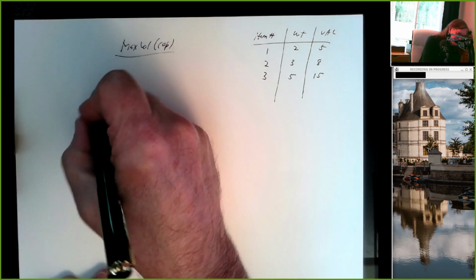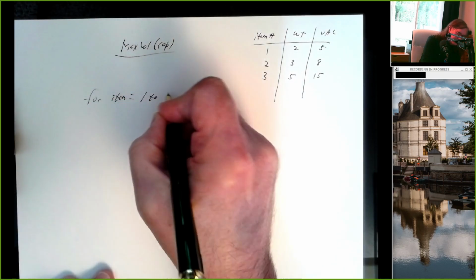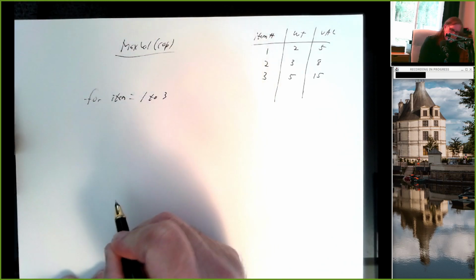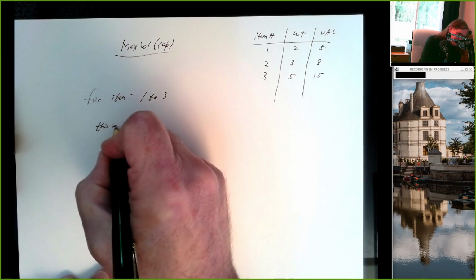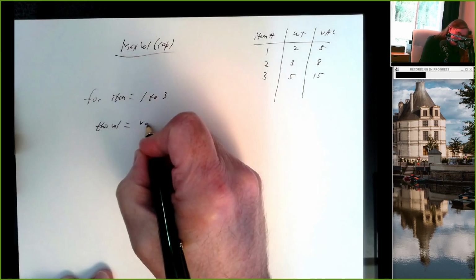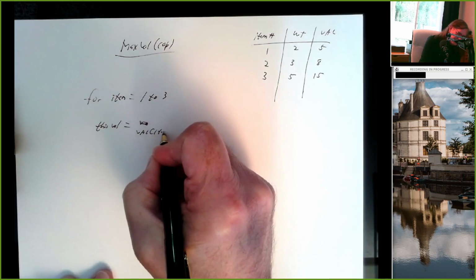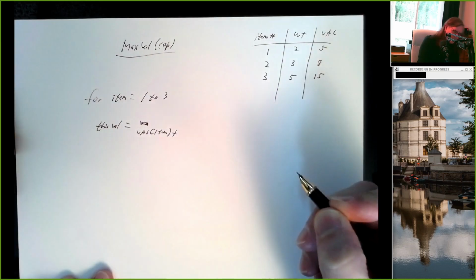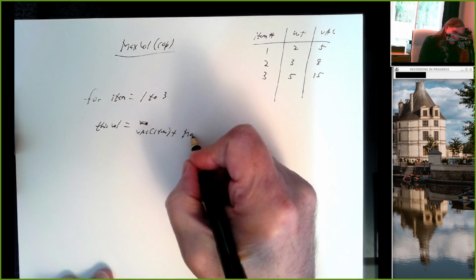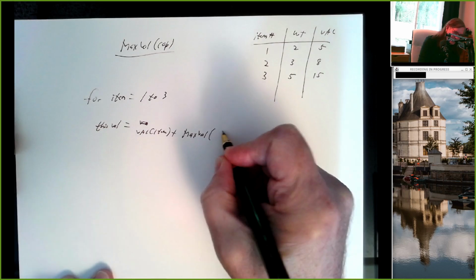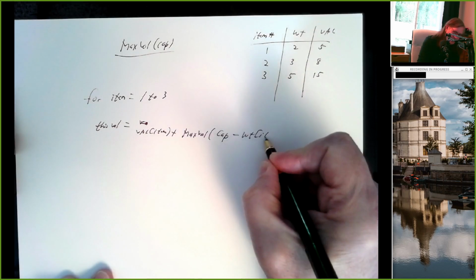So we can say for item equals 1 to 3, we can say this value equals value of our item plus whatever we can get out, in other words, the maximum value that we get from taking the capacity of our bag minus the weight of our item.